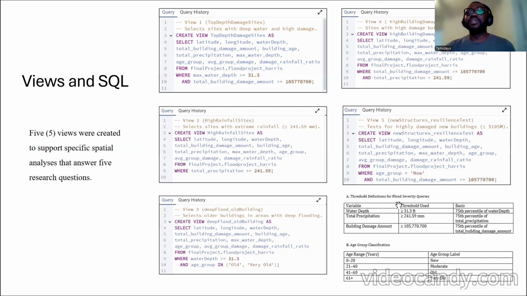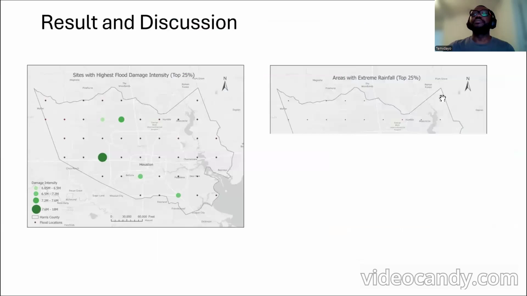Also, very briefly, these are the threshold definitions for flood severity queries. We basically use the 75th percentile to define extremes. For example, total precipitation of 241.59 millimeters is the top 25% to define extreme precipitation. And then for the age group classification, we have 0 to 20, classified as new, 21 to 40, classified as moderate. Then we have the old and the very old.